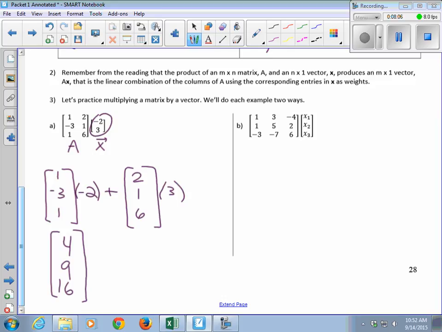Yeah, the number of entries in your vector has to equal the number of columns in your matrix, otherwise this is impossible, right? You have to have the same number of entries as columns so that you can put one entry as a weight on each column. Okay, I'm going to do it one other way. You don't have to copy it down if you don't want to.